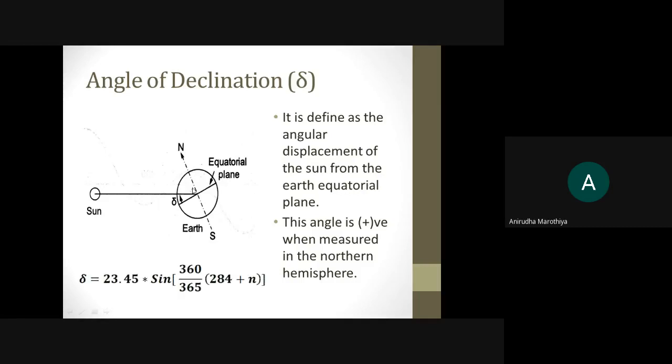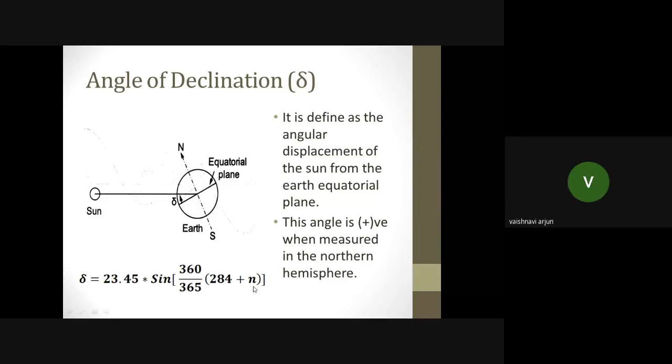So to calculate the value of del, here we have a mathematical expression. Del is nothing but 23.45 into sine of 360 by 365 in brackets 284 plus n. Now this n indicates the number of the day of that particular year. Starting from January 1, the value of n we need to take as 1. So the n that we defined earlier, when we saw the relationship between extraterrestrial radiation and the solar constant, the same n we have indicated here, where n indicates the day of that particular year. Are you getting my point?